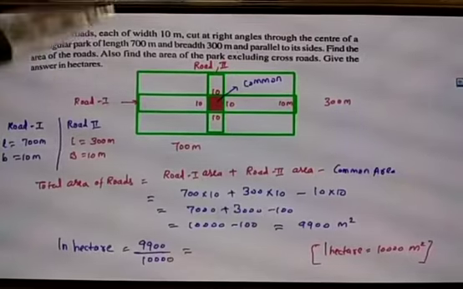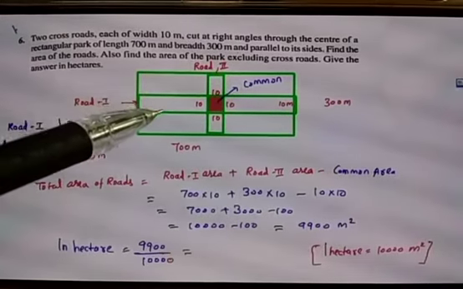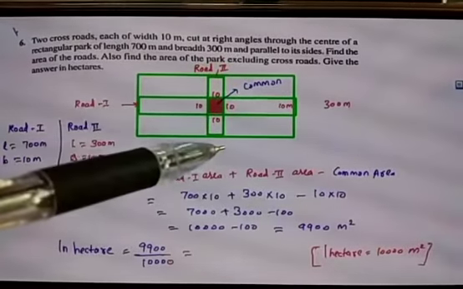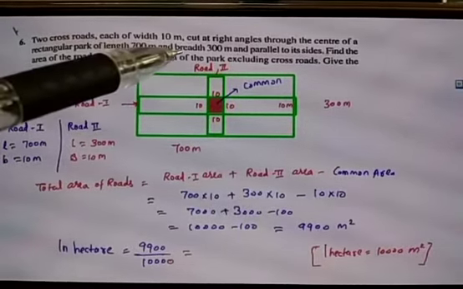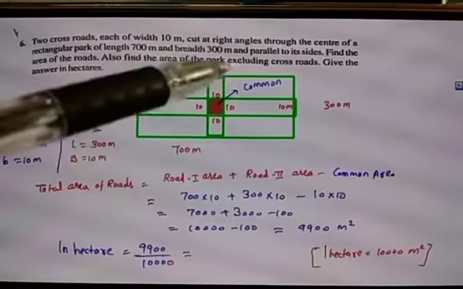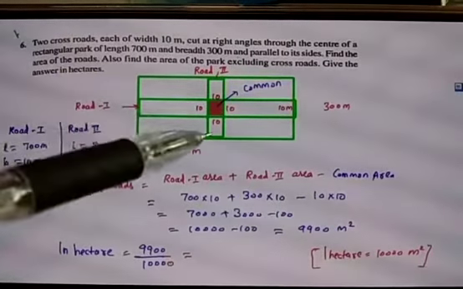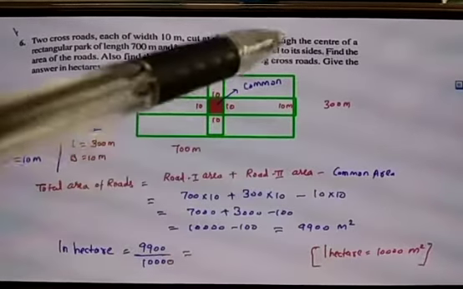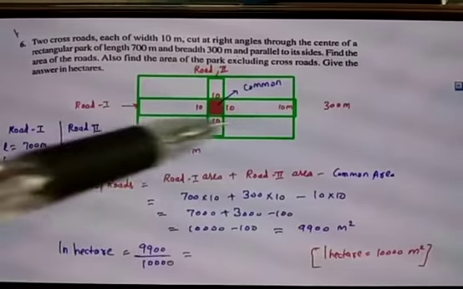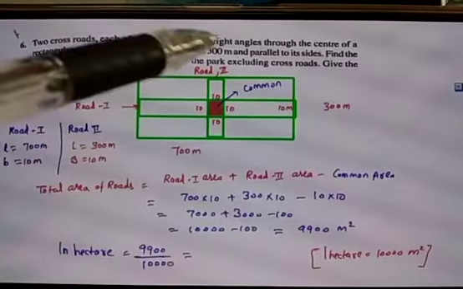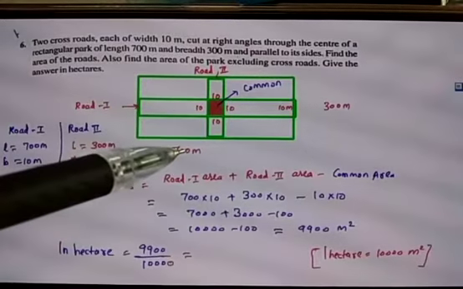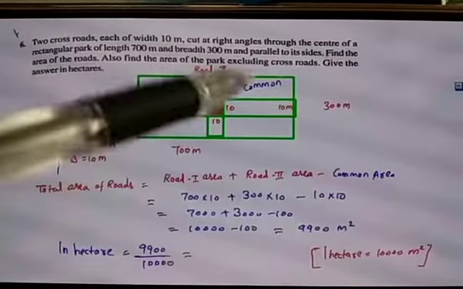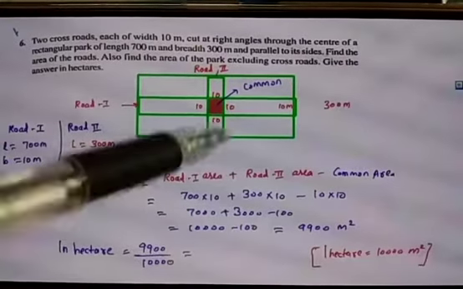Okay, now let us draw the figure first. Two crossroads I have drawn. First road and the second road. So what is given? 10 meter width, cutting at the right angle through the center. And then 700 meters and 300 meters. Here this is the 700 meters and this is the 300 meters of the space. In that they have constructed 10 meters road across. The rectangular space is 700 into 300. The space inside the road is 10 into 10.